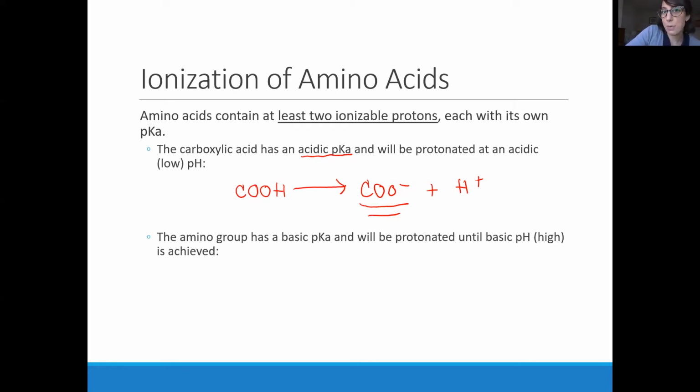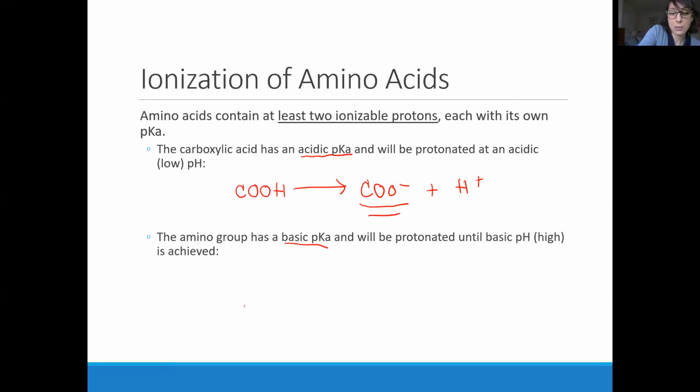The second group that all amino acids have that has a proton on it that is ionizable is the amino group. This group has a very basic pKa. It's not a good acid. That means that it generally will stay protonated even into a very high or basic pH.